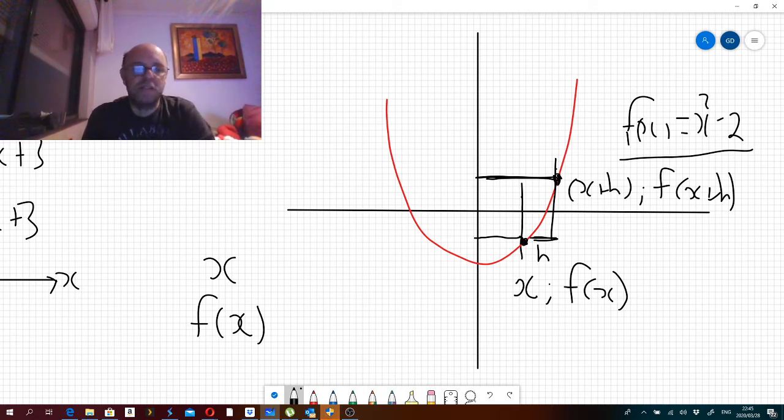Now you'll remember from previous work that we did this kind of substitution. We gave you functions where we said, plug in and find the value. If this is f of x, what is f of a, or what is f of b? So here we've just got f of x plus h, so we're just going to put x plus h into the function.